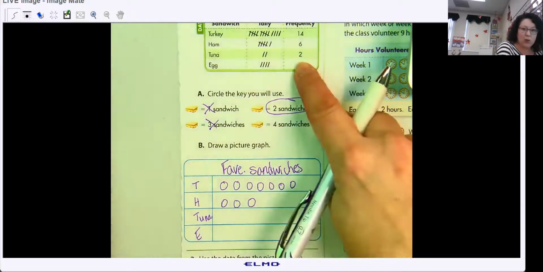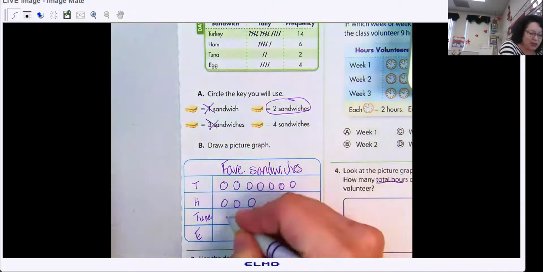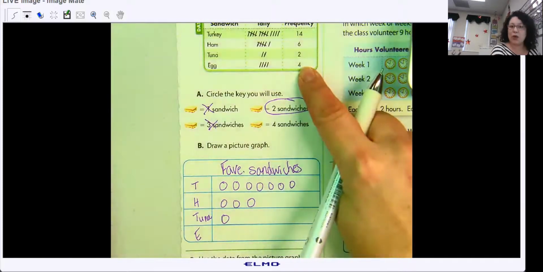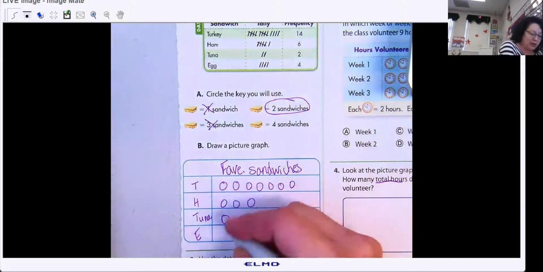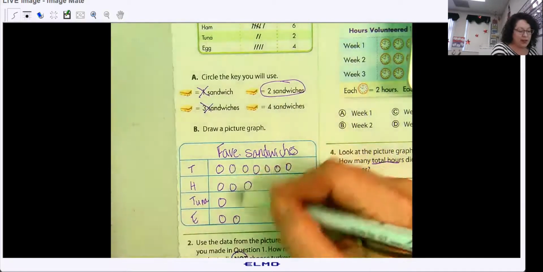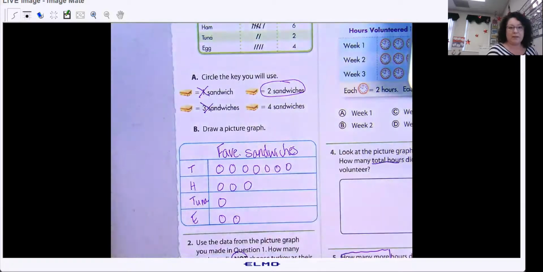Tuna has 2. 2 divided by 2 is 1. And egg has 4. 4 divided by 2 is 2. And when I make my picture graphs, I try to line everything up. Okay?